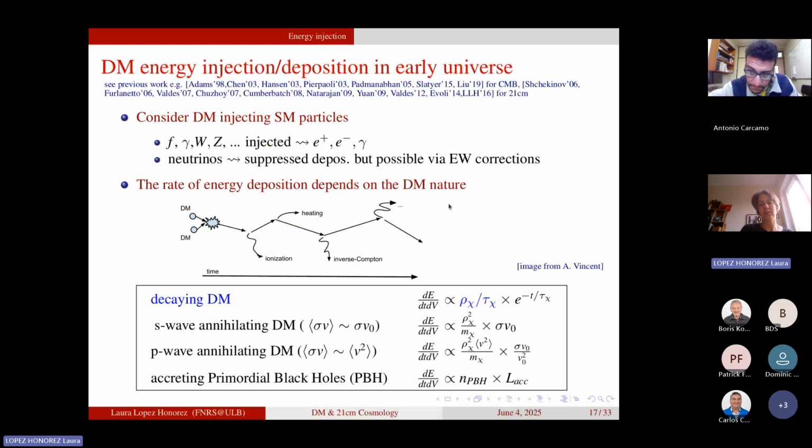The rate of energy deposition depends on the dark matter nature. I'm going to focus on dark matter decays, in which case the energy injection goes as the dark matter density divided by the lifetime of dark matter. But we could look at dark matter annihilation, in which case it goes as the square of the energy density times the annihilation cross-section. For P-wave annihilating dark matter, there will be a velocity contribution that would change the situation. And thinking beyond particle physics, we could also have energy injection through accretion, in which case it would depend on the number density of primordial black holes times the rate of accretion.